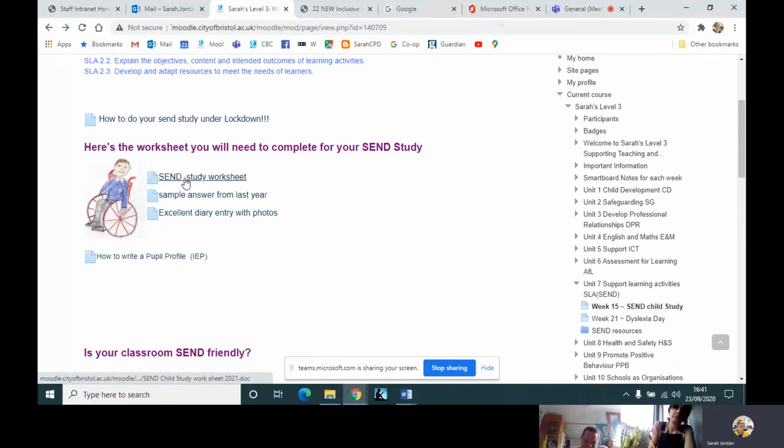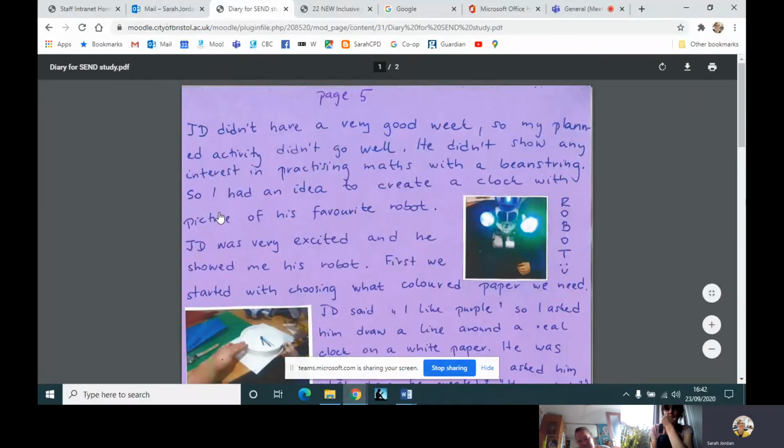There's the SEND study worksheet we were just looking at. There's a sample one all filled in. Don't let that one freak you out because it's got loads of detail and we're scaling it down. The good thing about that one is you could pick out little bits from it and go, oh, I've done something like that. But this is what I've called excellent diary entry with photos. Somebody did this one last year. Let me click on that now.